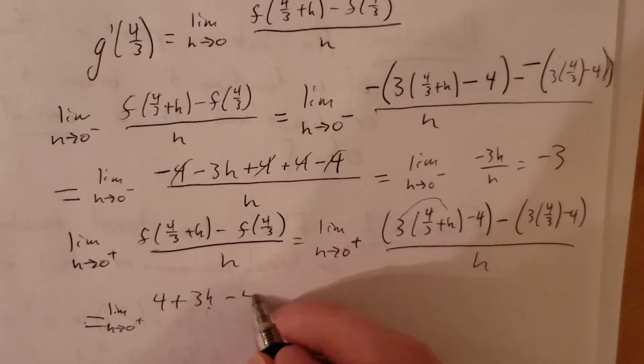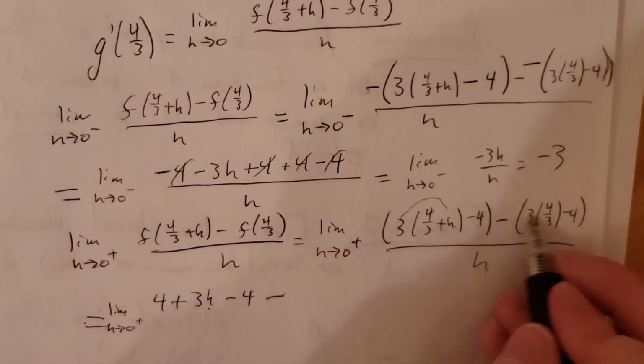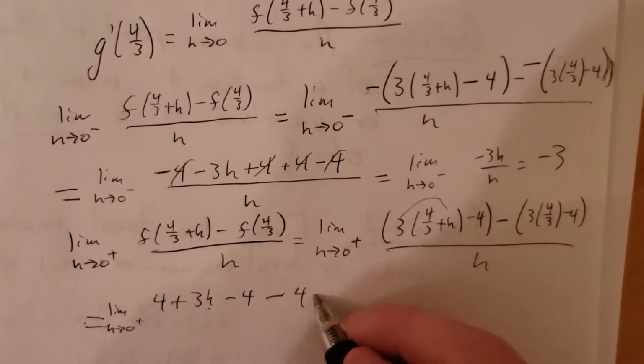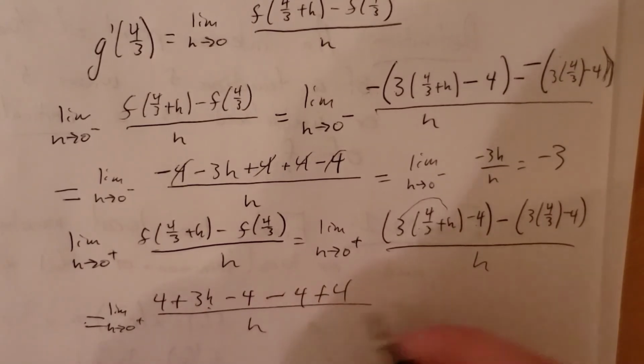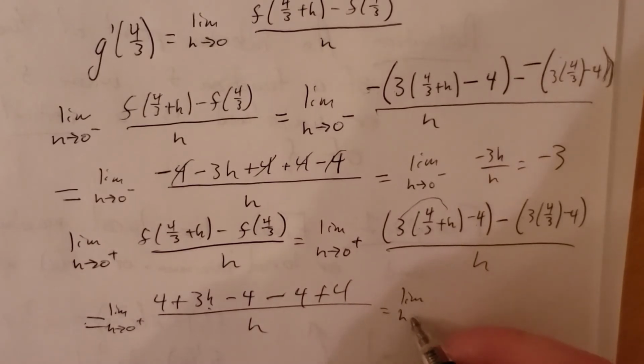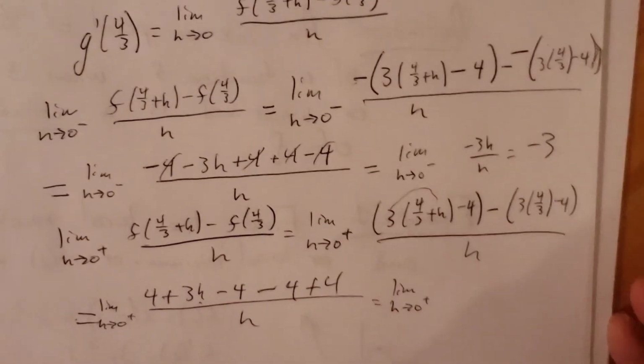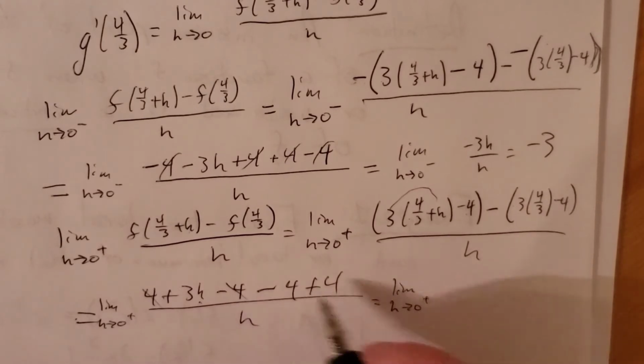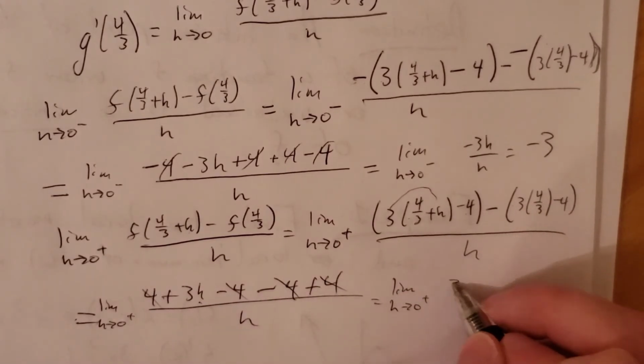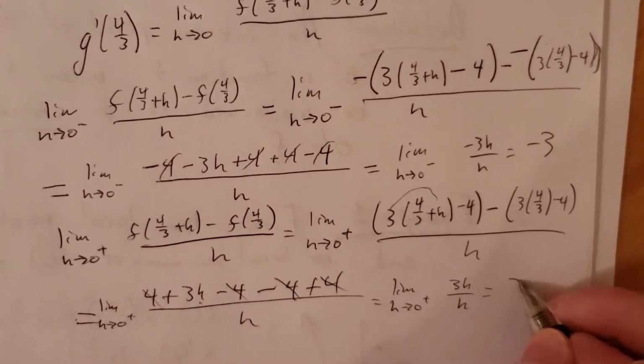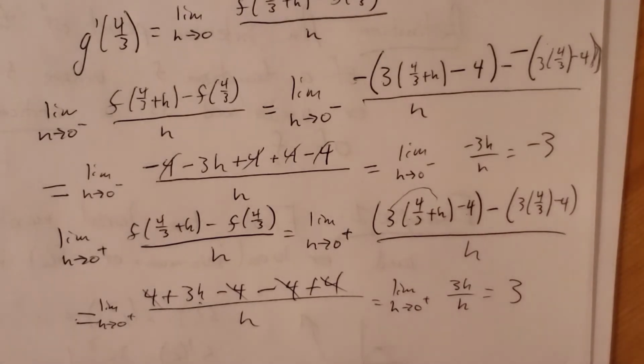Then we have a minus 4 here. Minus 4 plus 4 all over h. And we get the limit as h goes to 0 from the right of, let's see, positive 4, negative 4 cancel, negative 4, positive 4 cancel. We get 3h over h, so in other words, positive 3 as our limit.